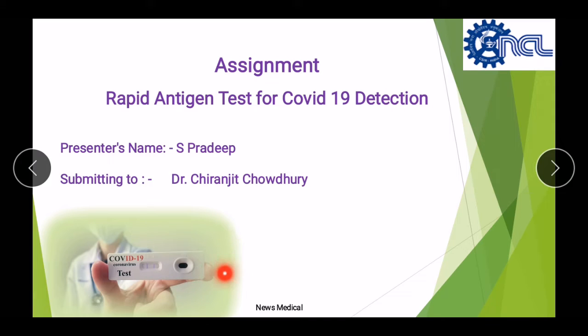On the extreme right-hand side, we have a test spot, where the sample is spotted, and there is a capillary action which I'll be explaining in an upcoming slide. And we have a test line and a control line. Moving on to the next slide.